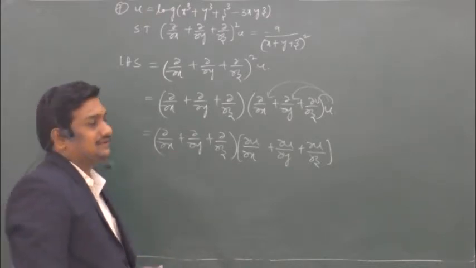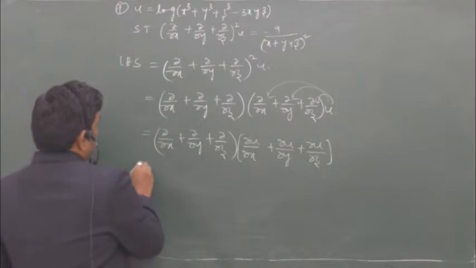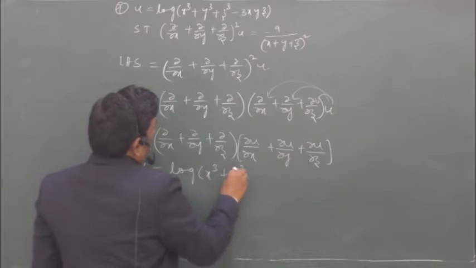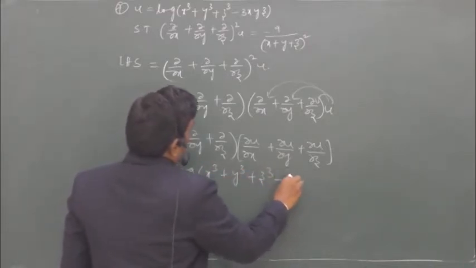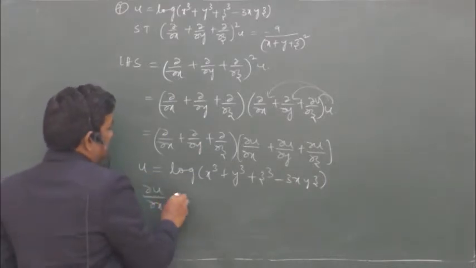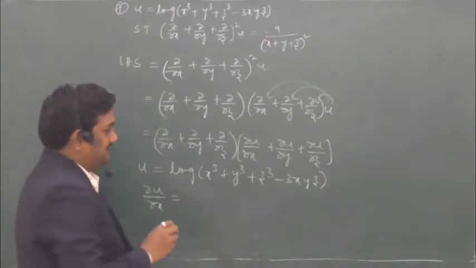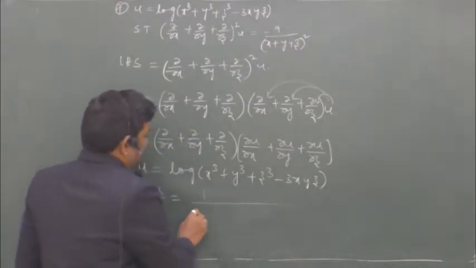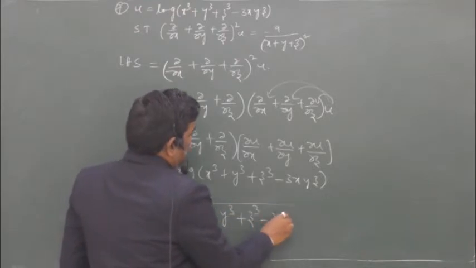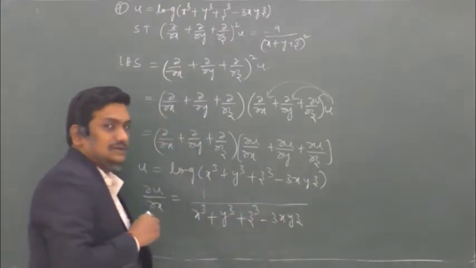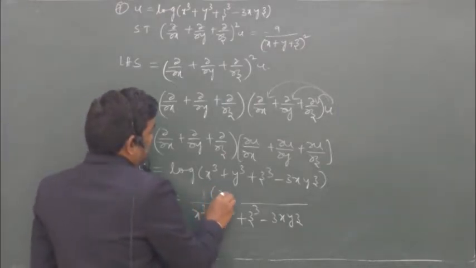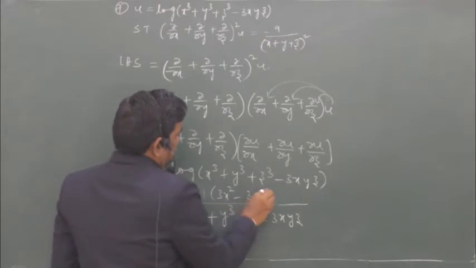Okay, now let us start with ∂u/∂x. So u is given as log of (x cube plus y cube plus z cube minus 3xyz). Now ∂u/∂x is of the form log x, whose derivative is 1 by x. It is 1 by (x cube plus y cube plus z cube minus 3xyz). Now the internal derivative will be 3x square minus 3yz.